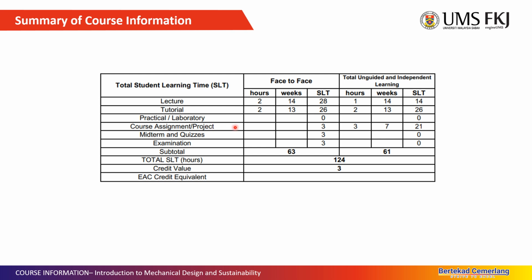Then course assignment and project, we have 3 hours for face-to-face and then 3 hours for total unguided and independent learning for 7 weeks, so total 21 SLT. Midterm and quizzes, 3 hours SLT. Examination, 3 hours. So total for face-to-face is 63 SLT, and for the total unguided and independent learning, 61 SLT. So total SLT is 124 hours. Credit value 3.